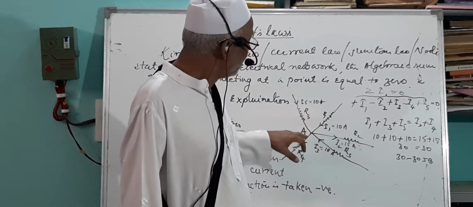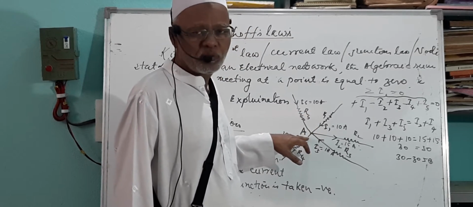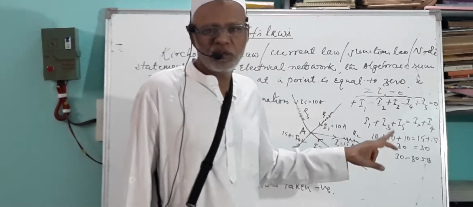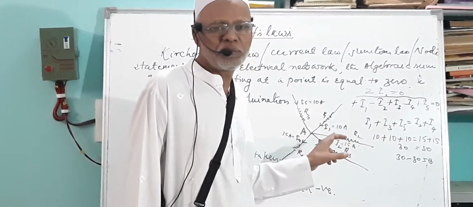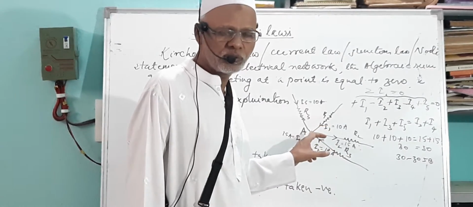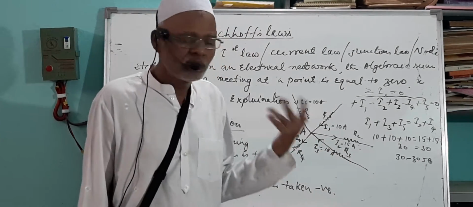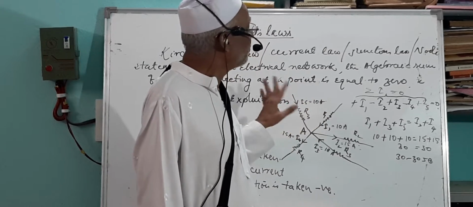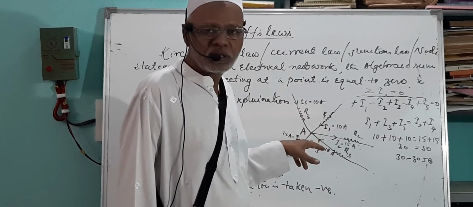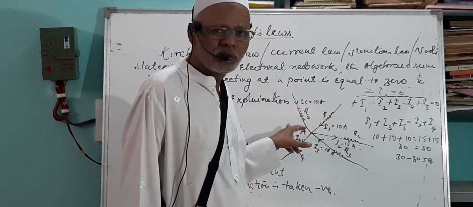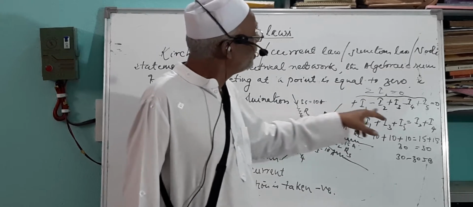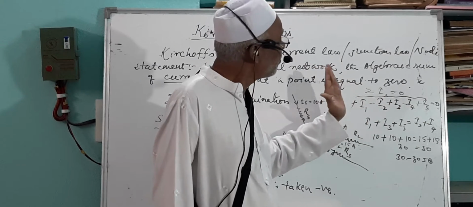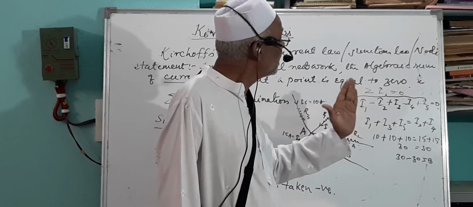So in the first branch, current is coming toward the junction, taken to be positive. In the second branch, current is leaving from the junction, taken to be negative. Third branch, current is coming toward the junction, positive. Fourth branch, current is leaving from the junction, negative. In the fifth branch, current is coming toward the junction, taken to be positive.